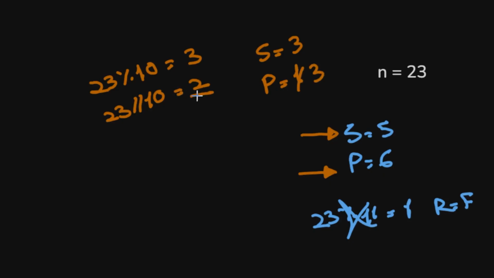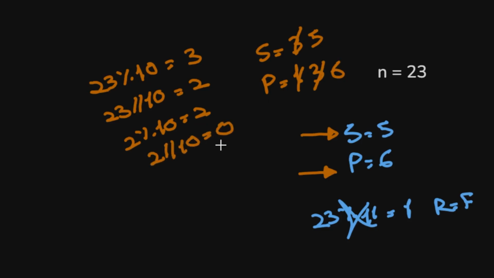Then the new number is 2. So we need to extract the rightmost digit, meaning the only digit. So we do 2 modulo 10. The result is 2. The new sum is 3 plus 2, meaning 5. The new product is 2 times 3, meaning 6. Now we need to remove this digit, so we do 2 divided by 10, and the result is 0. Given that this is a 0, we can end the loop now.